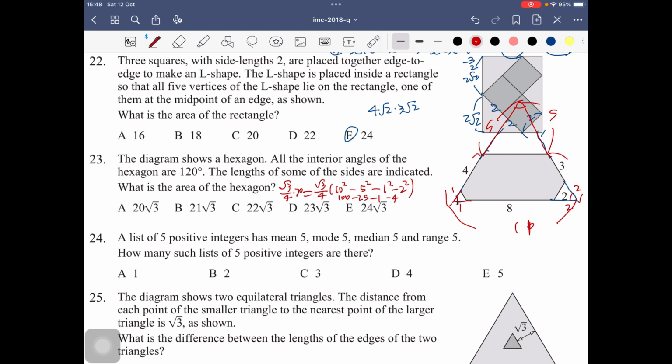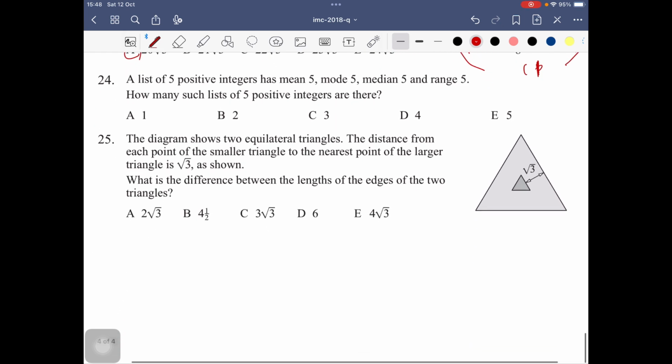Sorry, this is 11. This is 11. So that is not 5. This is 6. Sorry, 6. So here, 121, 36, 1, 4, 40, 80. So this is 80 over 4, and 20 square root of 3.